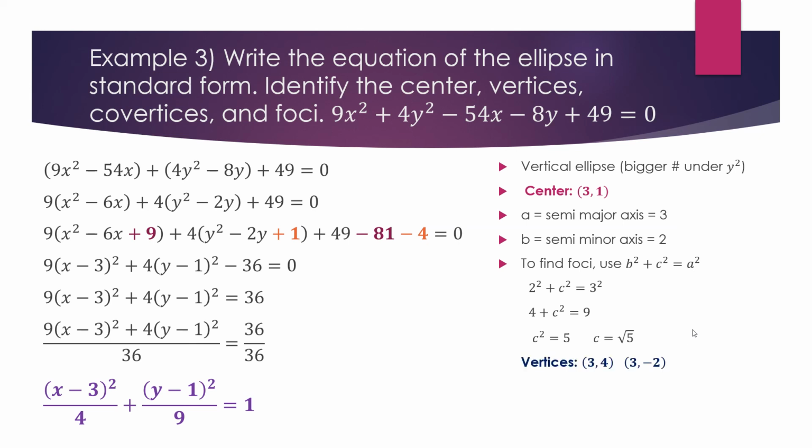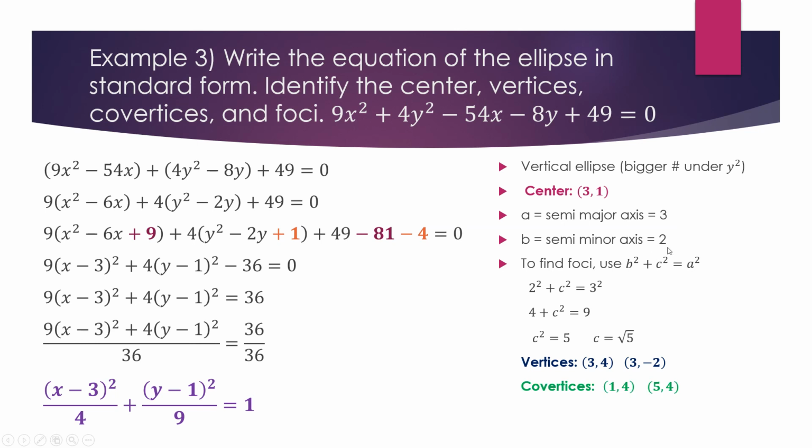All right, so for our vertices, our semi-major axis a is 3. Since this is vertical, that's going to be 3 spaces above and below our center. So 3 spaces above the point 3, 1 is going to be 3, 4. 3 spaces below our center takes us to 3, negative 2.